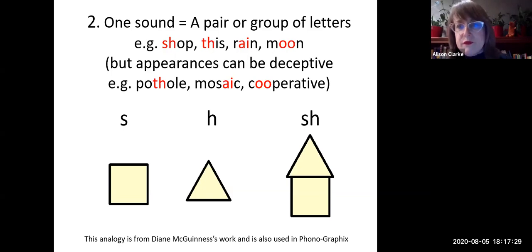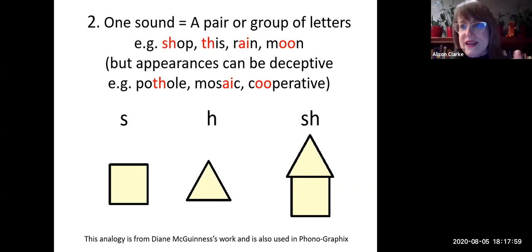That's very straightforward for children. In the same way, children know that a square and a triangle are different things, but if you put them together, that's a house. And s and h are two different things, and when you put them together, that's sh. So it's not complex logic for young kids. They just do have to watch out for those words like pothole and mosaic and cooperative, where it looks like a digraph, but it's not.